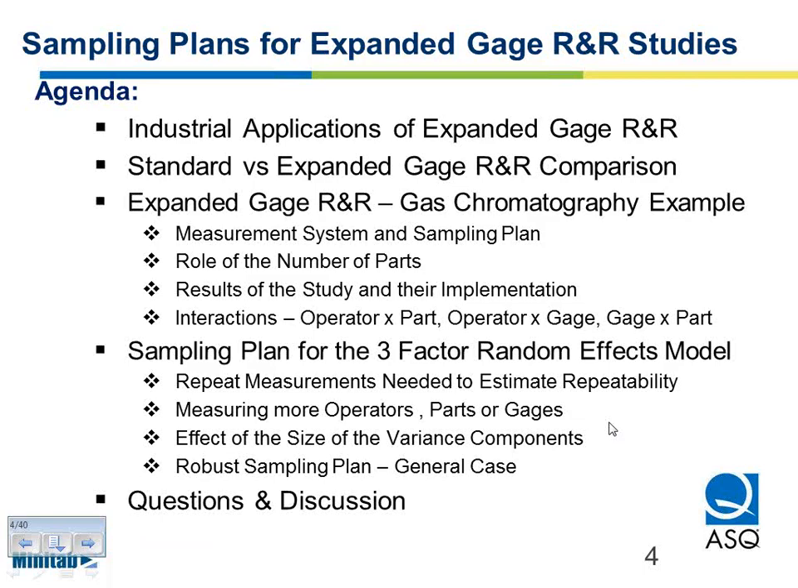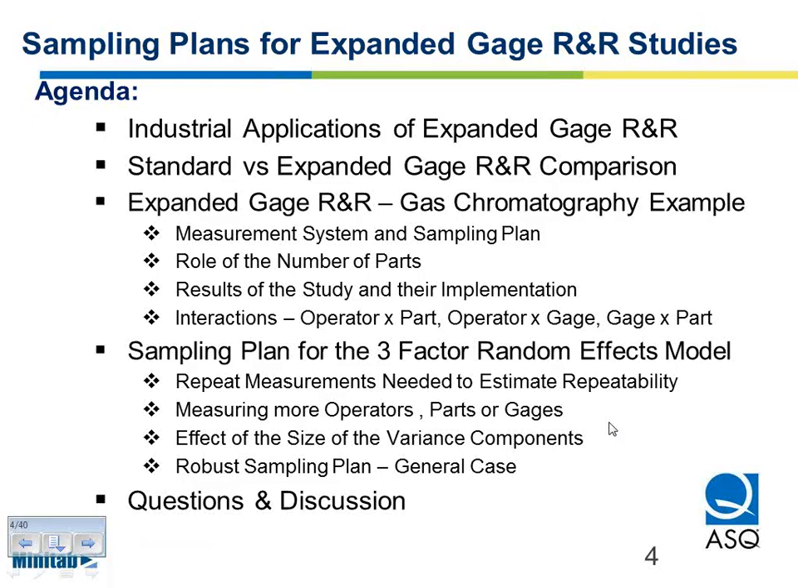Because we're going to have to apply those same principles when we make our decision about how to change the sampling plan for an expanded gauge R&R, but continue to measure the same key outputs from any gauge R&R that are critical.